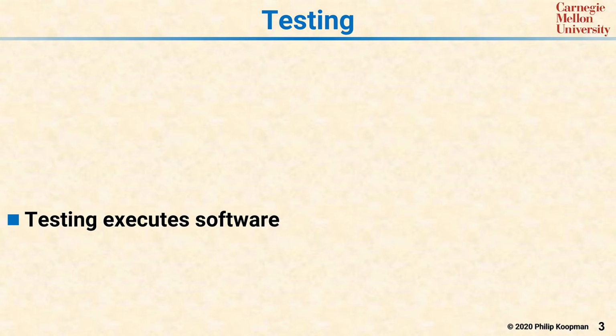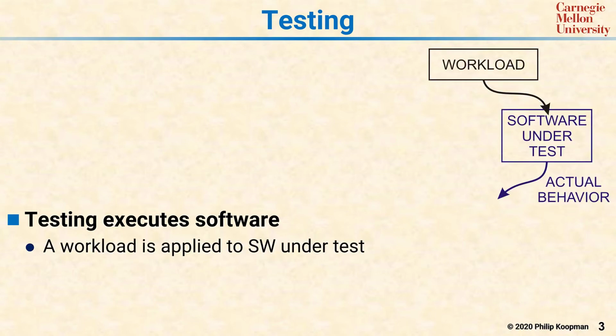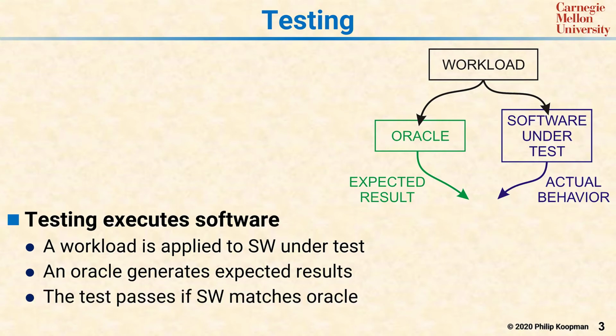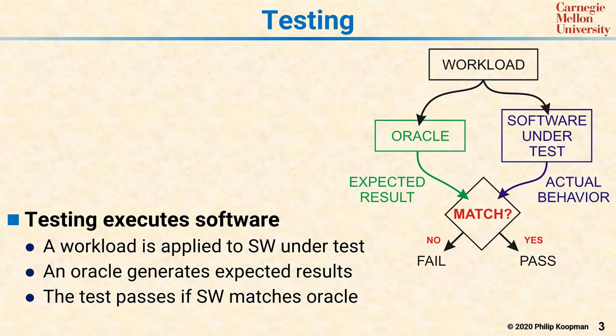In testing, you have a piece of software under test, and a workload is applied to it to measure the actual behavior of the software while it's running under a particular workload. An oracle generates expected results, so that means you have something that isn't the software telling you for a given workload what we expect to see out the other side of the software. You then compare the actual behavior to the expected result, and the test passes if they match and fails if they don't.